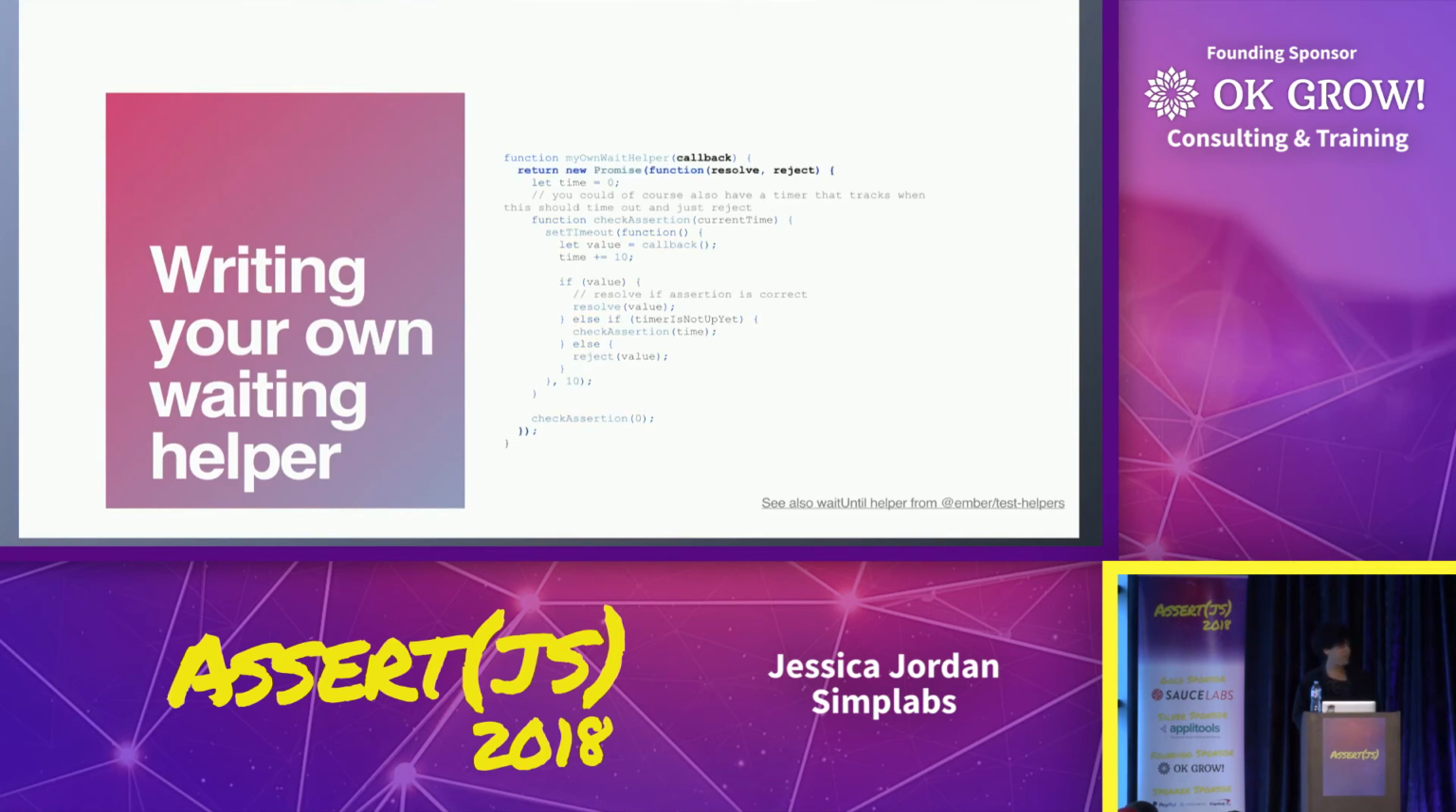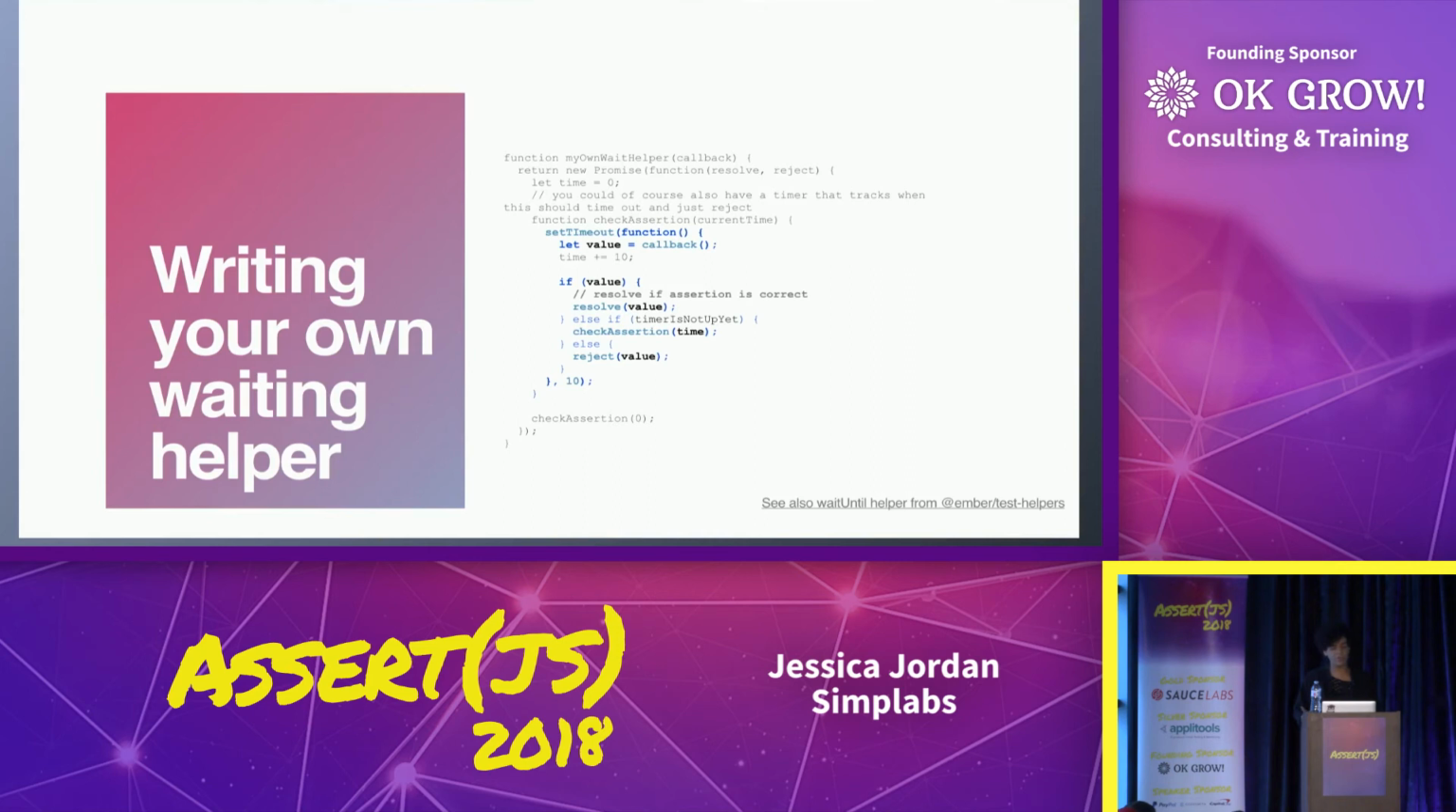And all it basically does, if you write your own testing helper, is also return a promise. You would make sure that you get the value that your assertion returns, either true or false, and if the value of this callback turns out to be true, you resolve the promise. If not, if you realize, okay, this can't be true yet, you call this function again in maybe 10 milliseconds or 20 milliseconds to check again if it now returns true.